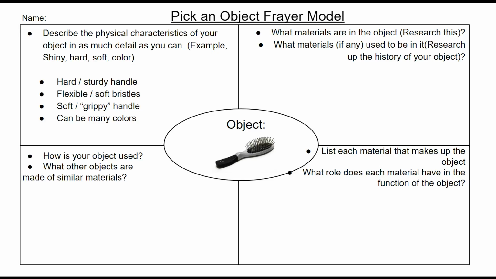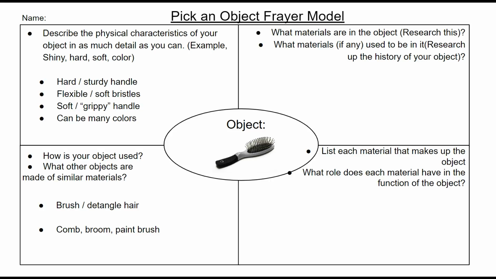I said that a hairbrush is used to untangle or detangle hair. And then I started thinking about what other things are made of maybe some similar materials. And I thought, okay, well, a comb is made of similar materials. A broom or a mop, maybe. Paintbrushes, all things that are made of similar materials. And if I think about it, they're doing a similar thing.